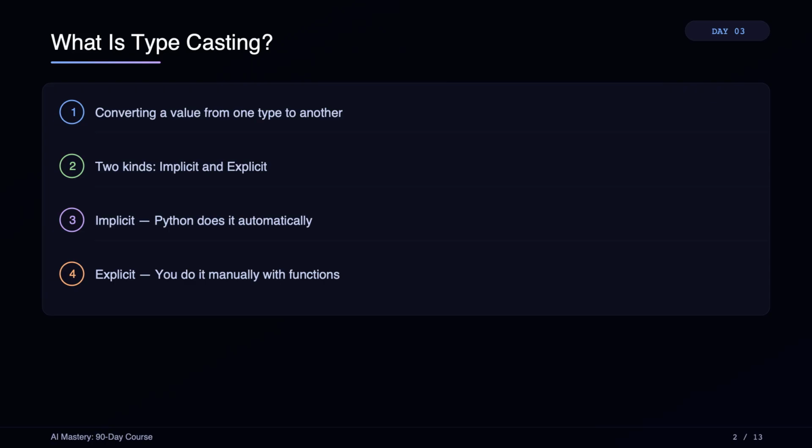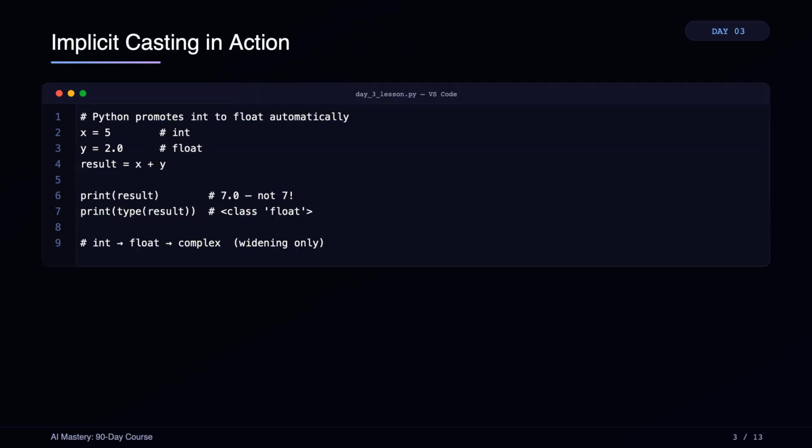Let us see implicit casting in action with a real code example. I have declared the variable x and assigned the integer 5 to it. Then I have declared y and assigned the float 2.0 to it. Now watch what happens when I add them together with result = x + y. Python needs to combine an integer and a float. It cannot just pick one type arbitrarily, so it applies a rule called type promotion or widening. It converts the integer 5 into the float 5.0, and then adds 5.0 plus 2.0 to get 7.0.